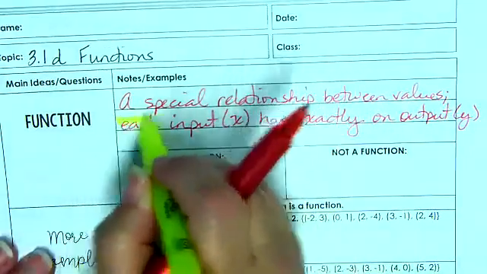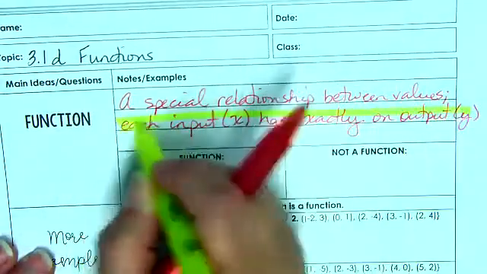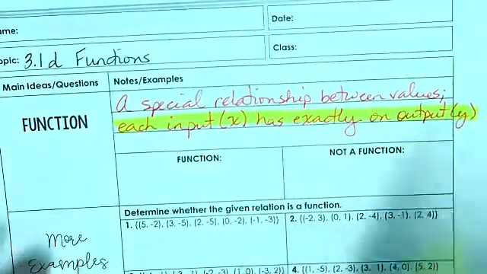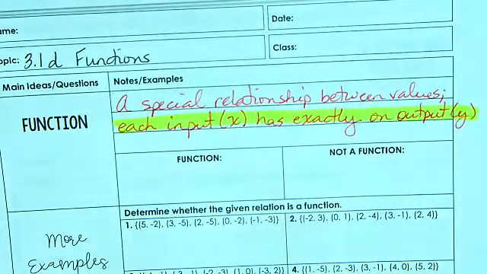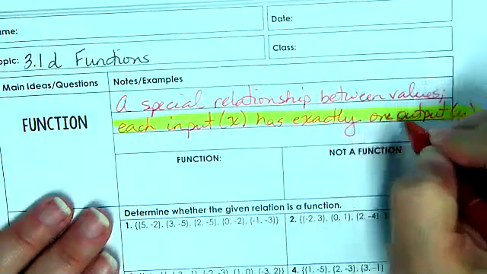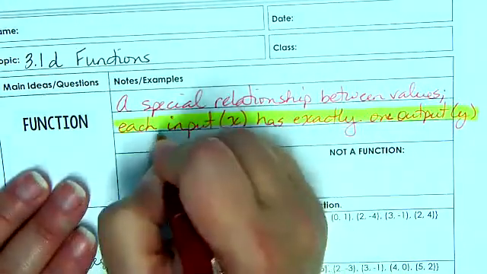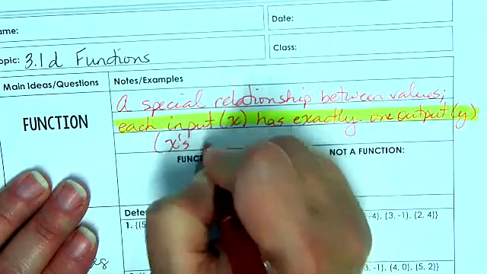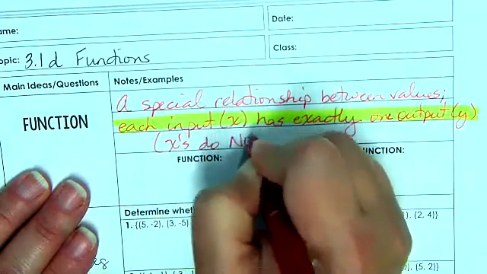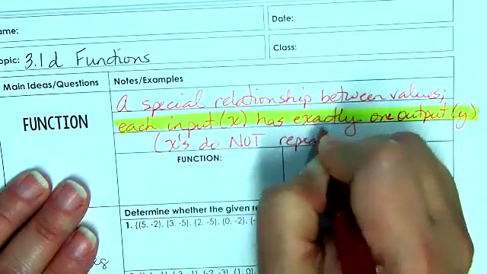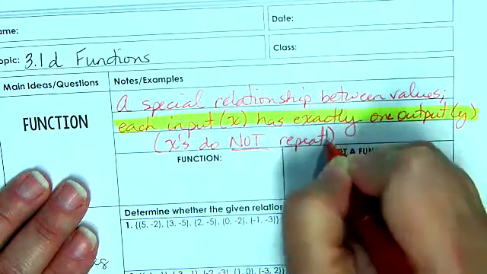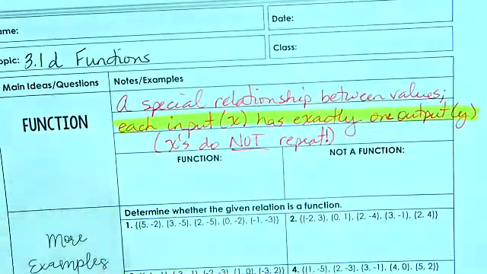If you're asked why, this is what you state. Say each input x has exactly one output y. Now, what you're looking for really is x's do not repeat. That's what you're wanting to find if it's a function.